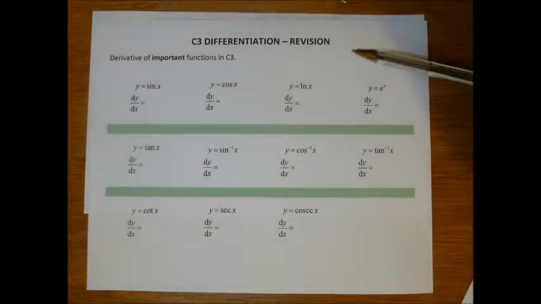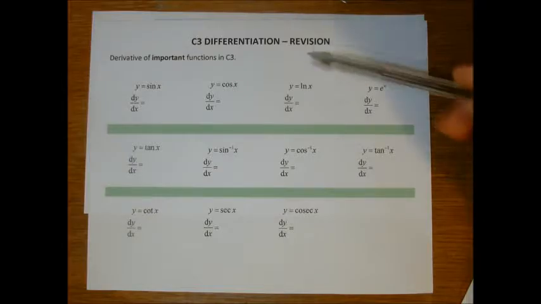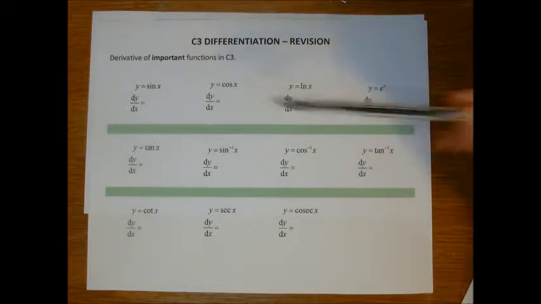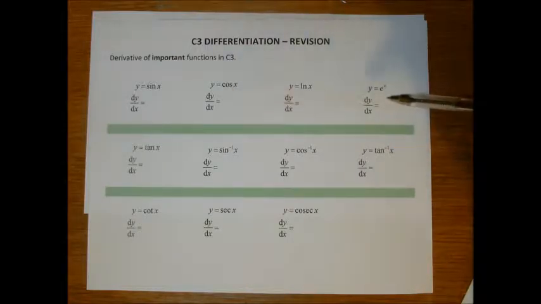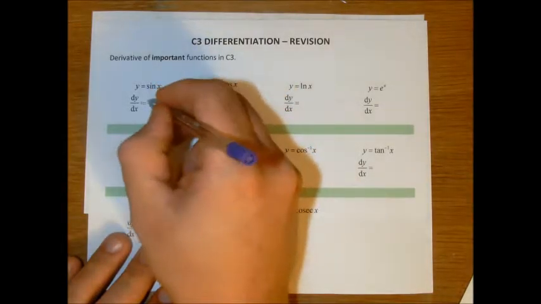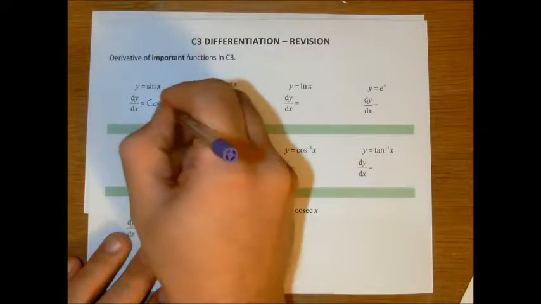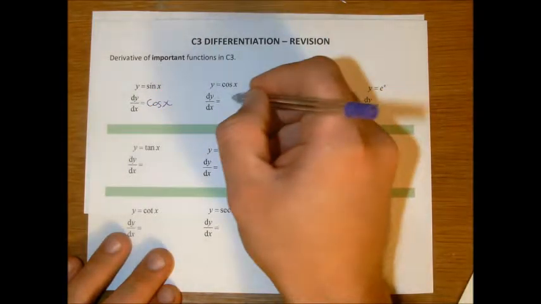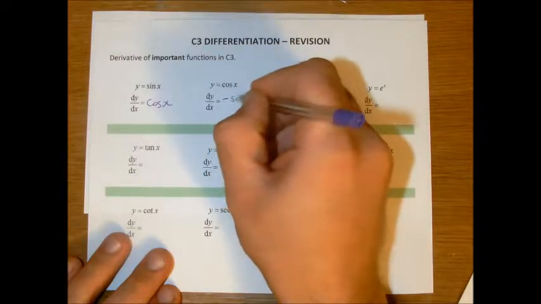Okay, C3 differentiation revision. Here we've got important functions that you need to know for the exam. The top four here are ones that you have to remember. They're not given to you, you need to memorize them. So if y equals sine x, dy/dx will equal cos x. If y equals cos x, dy/dx will equal minus sine x.